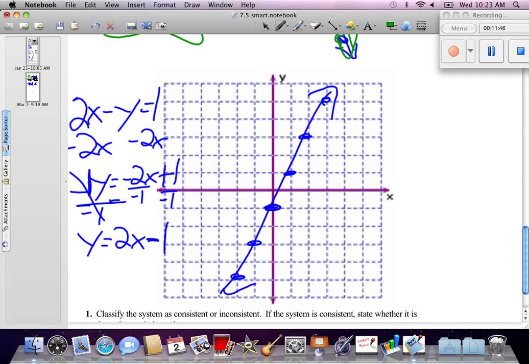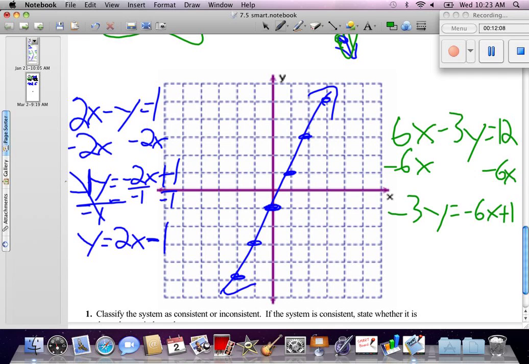We've got 6x minus 3y equals 12. Dylan, is this in slope-intercept form? No. How do I get it in slope-intercept form? So we minus 6x from each side. And we are left with negative 3y equals negative 6x plus 12. And then, Dylan, what do we do to get y by itself? Divide everything by negative 3. Perfect. So I'm going to get y equals 2x minus 4.